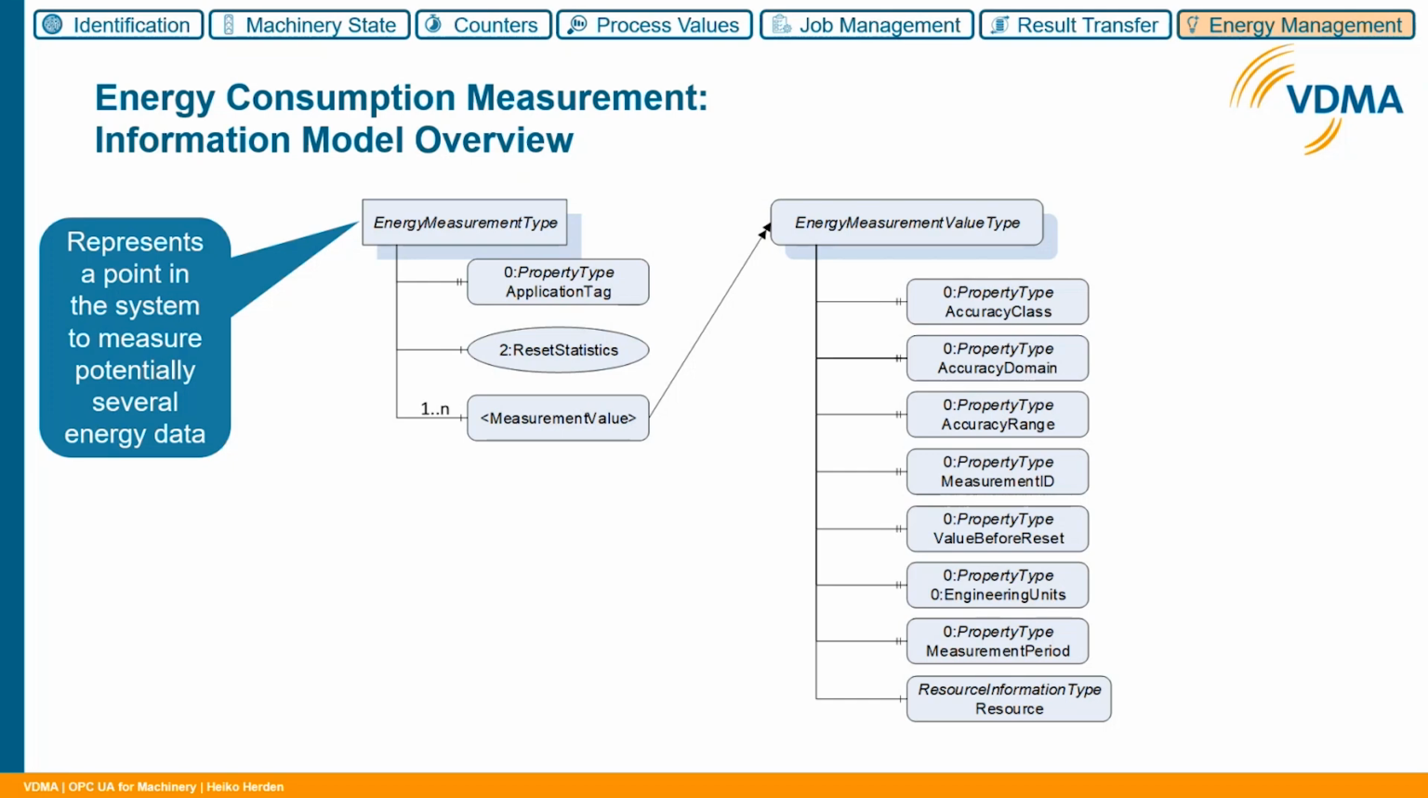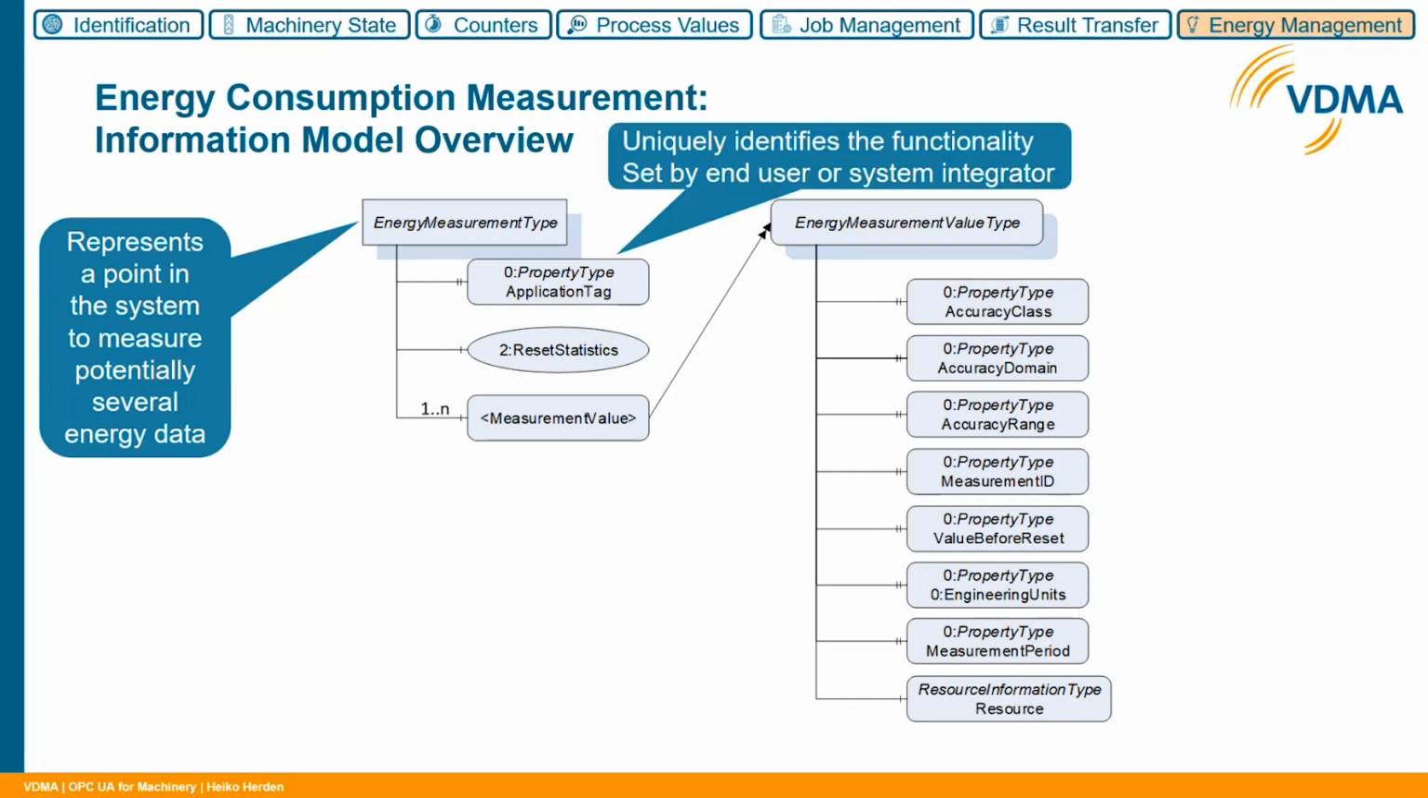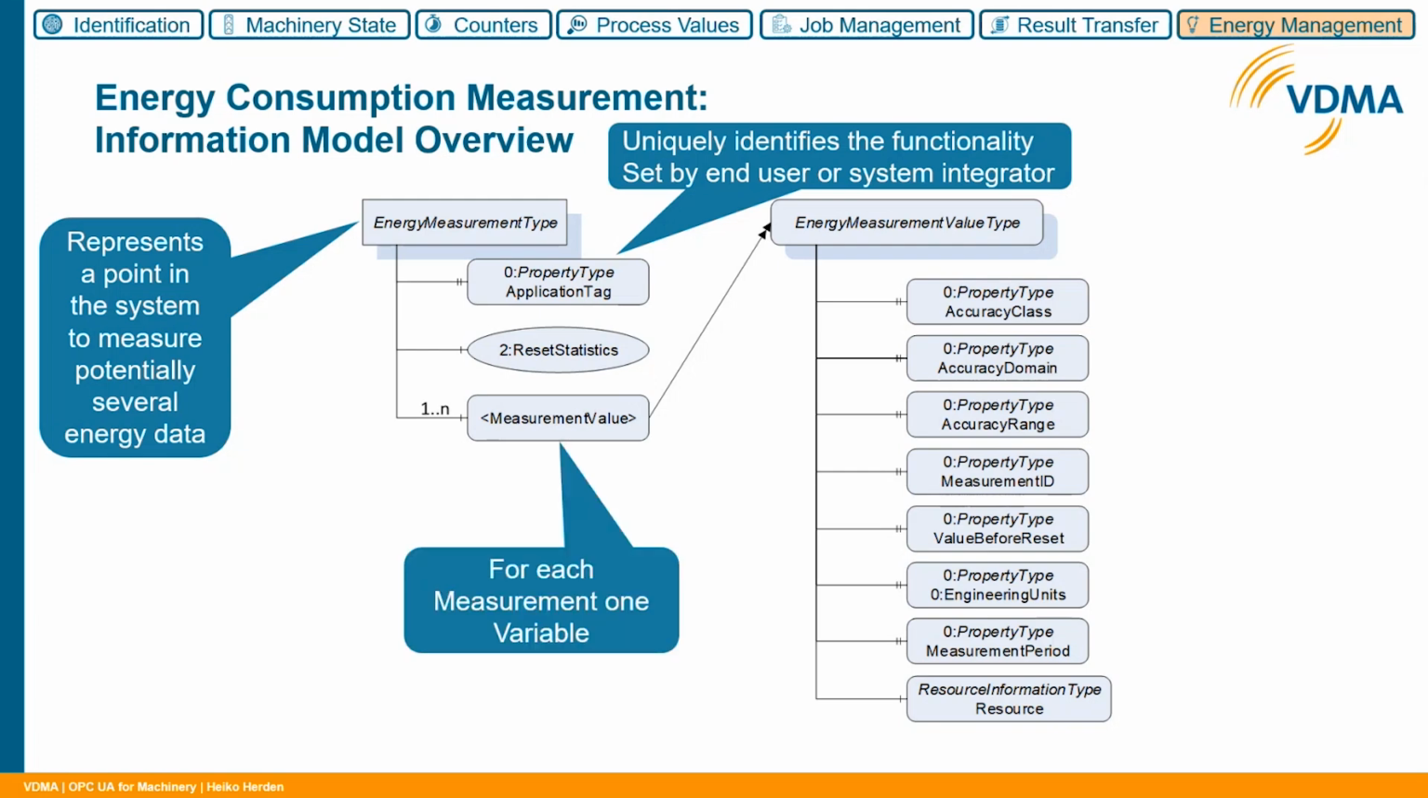Within that, we have the application tag, which uniquely identifies the functionality set by the end user or system integrator. And within the energy measurement type, we have the measurement value for each measurement. So we can have several of these measurement values within one measuring point. And here we will see a lot of different properties defined in the energy measurement value type, like the accuracy class, accuracy domain, accuracy range, measurement ID, and so on, as you can see here on the right side.